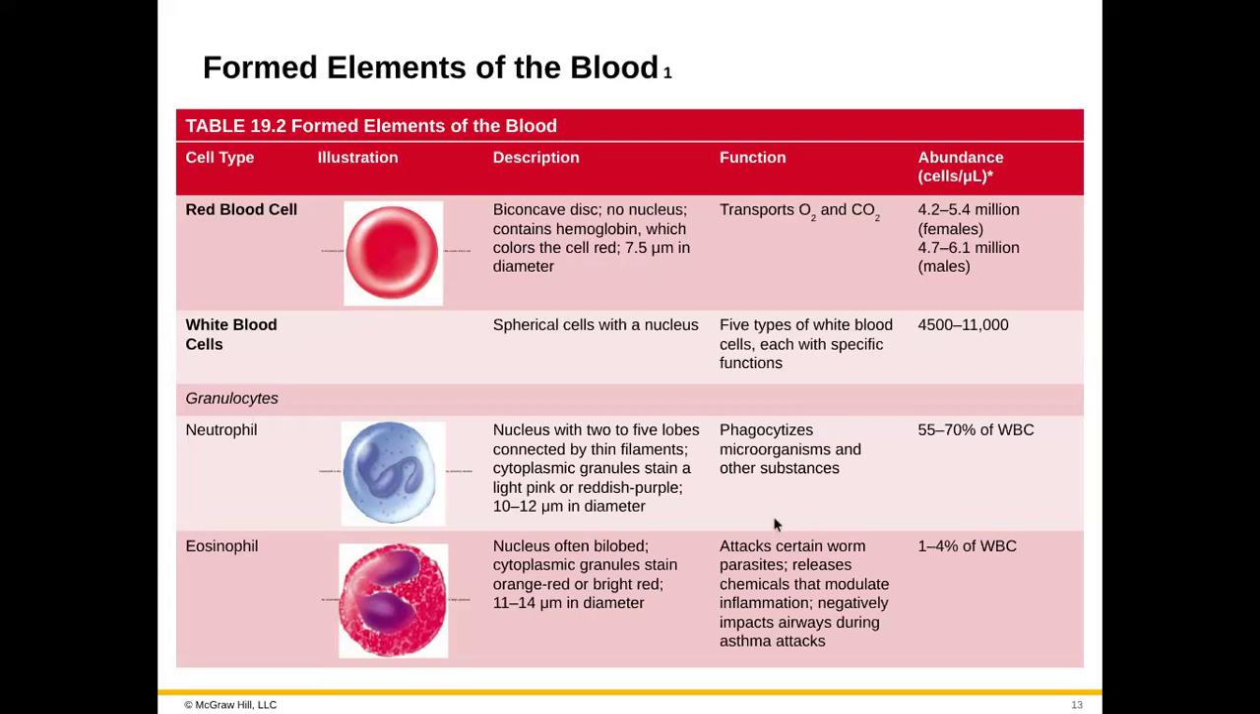So white blood cells, these are typically spherical cells, and they have a nucleus. We have 5 different types of white blood cells, which we referenced earlier, and each has a specific function that we will go over later.